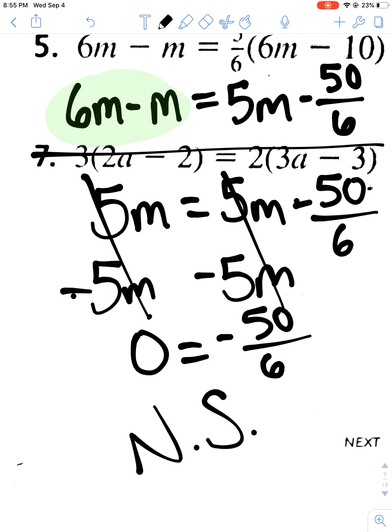And there you go. As long as you remember to distribute, combine like terms by moving them or combining them, and SADMAP, you can do all of these.